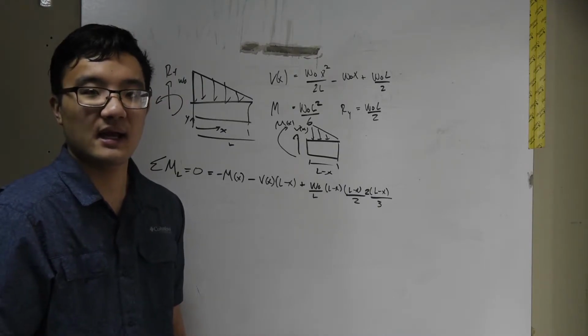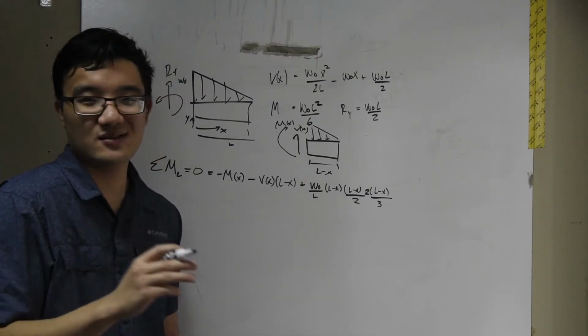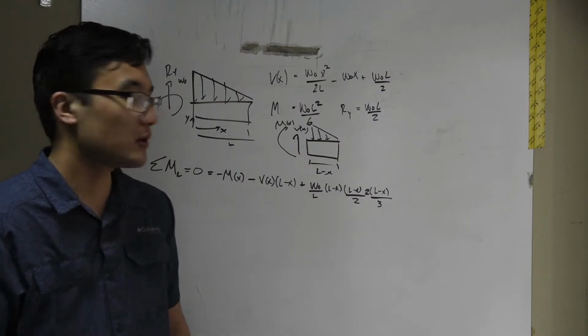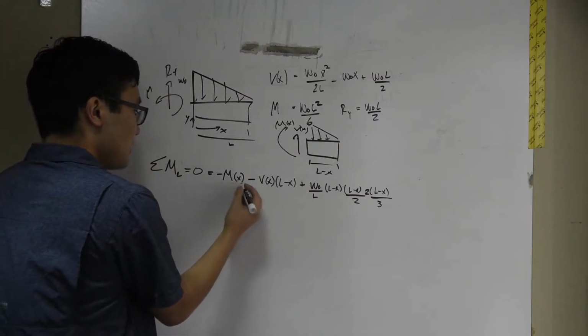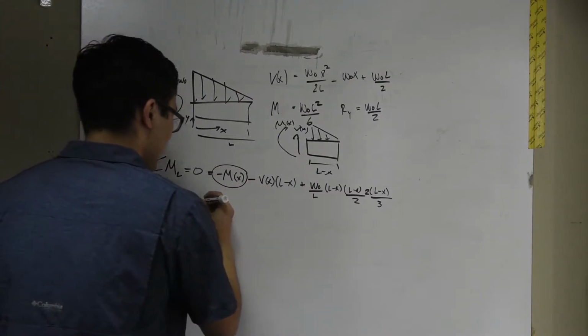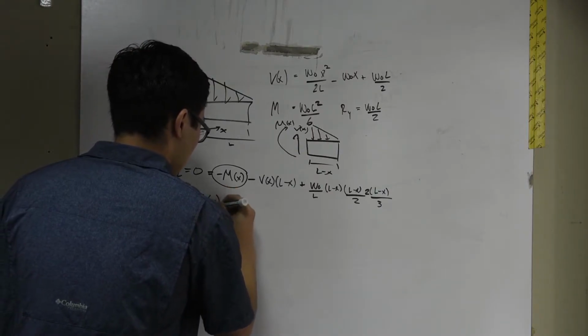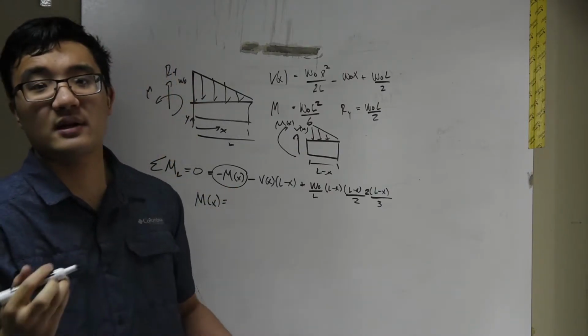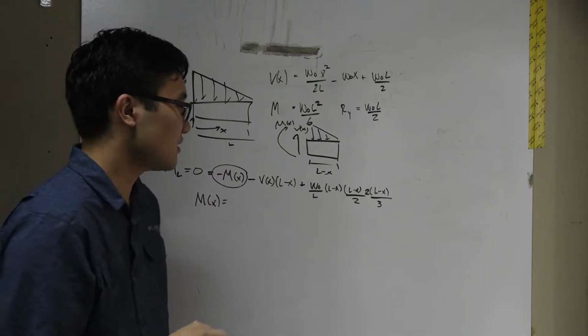You can do it by hand, and you're going to notice everything's going to start to cancel out. It's going to get nice and pretty. But all we do now, we move this to the other side. M of x equals, and again, I'm not going to do the math. You guys can do math. You guys can all do algebra.